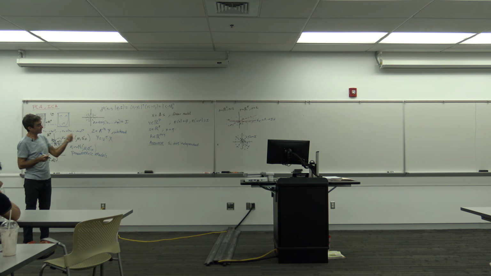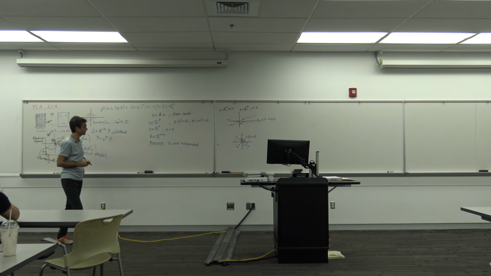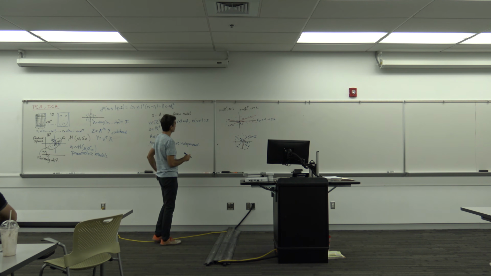Okay, so that's what ICA needs to do. It needs to find that rotation. If I can solve that rotation, then I find my sources. That's what I need to do. Okay, so how am I going to do that?